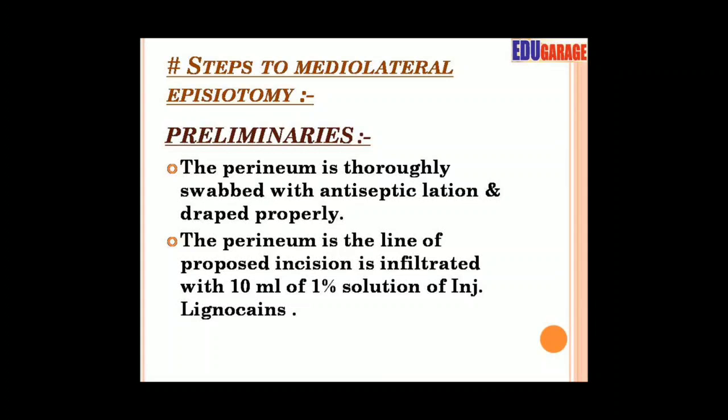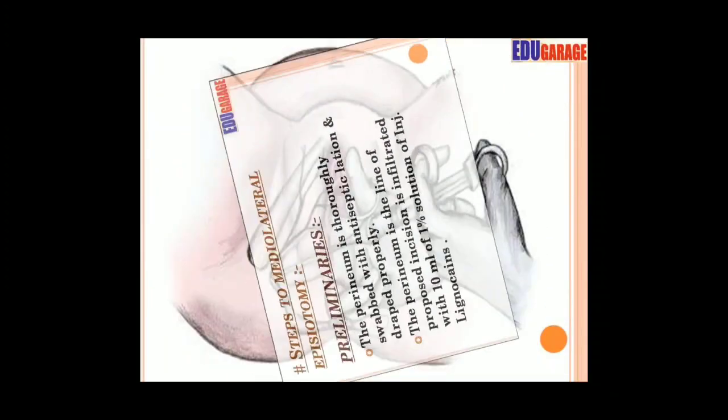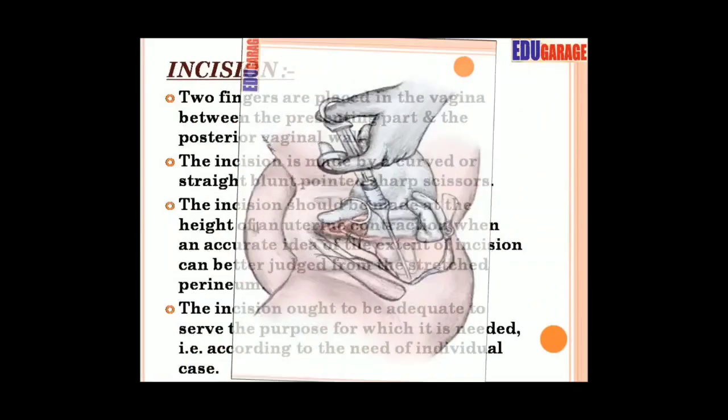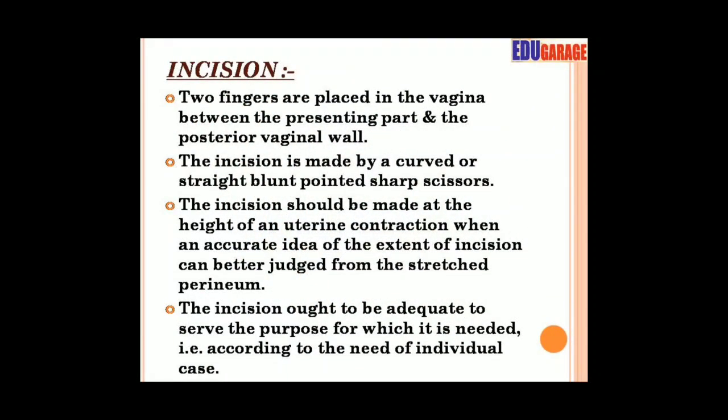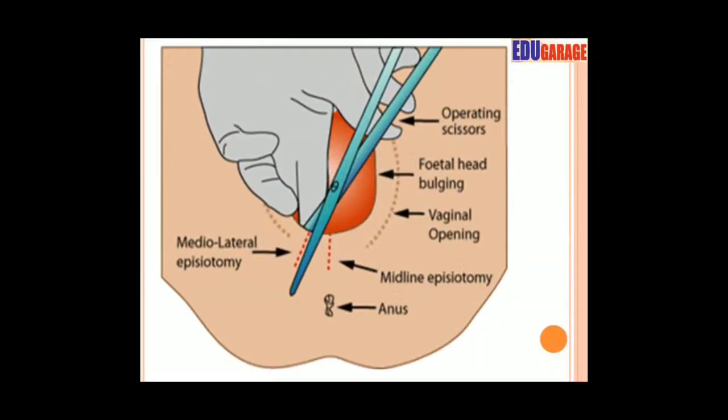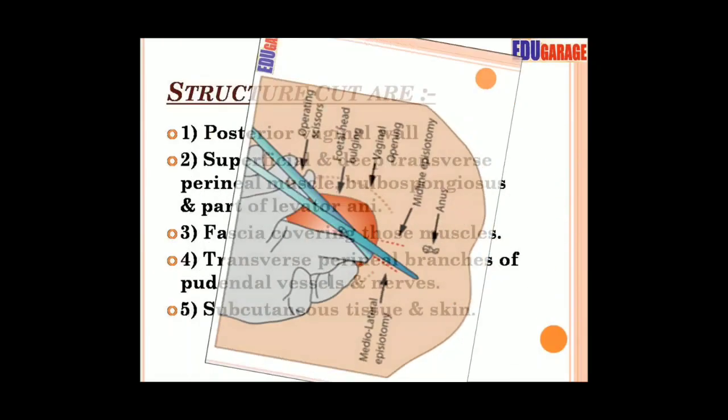Some preliminaries: the perineum should be swabbed thoroughly, then the incision site should be infiltrated with lignocaine solution, that is, anesthesia should be given prior to cutting the perineal wall. After the infiltration, place 2 fingers inside the vagina, then make the incision with the help of blunt-pointed sharp scissors. It should be done when there is crowning of the head and a uterine contraction begins. This is the mediolateral episiotomy, and the midline is near the center of the fourchette.